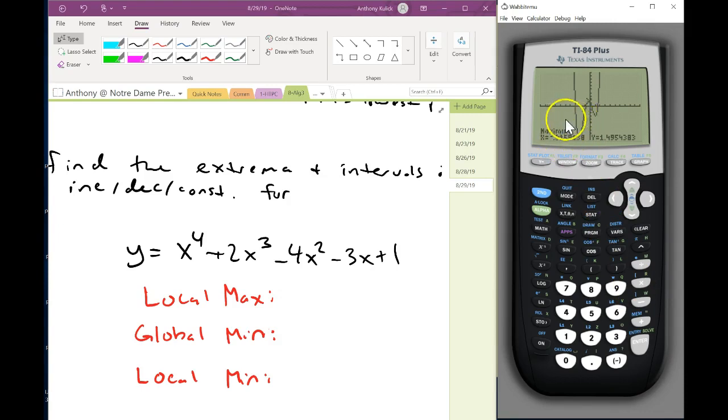So once I do that, notice on the bottom of the screen it now says maximum, and it supplies an x value and a y value. That is the coordinate of the maximum value there. So I'm going to go ahead and write that down. I'm going to round this to 2 decimal places because I don't feel like writing down all of those decimal points.